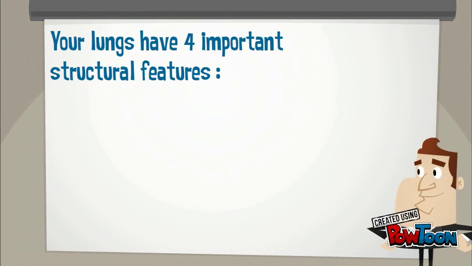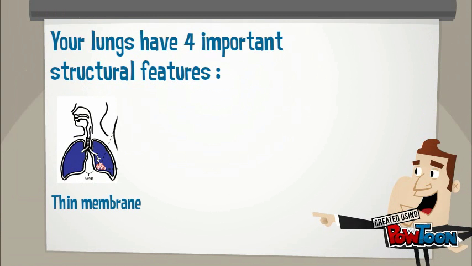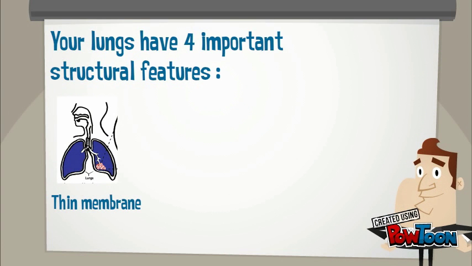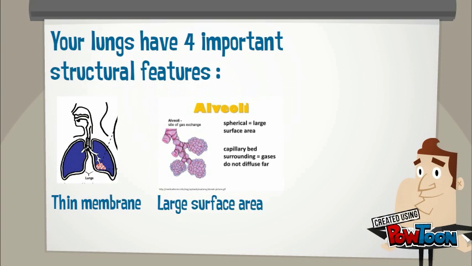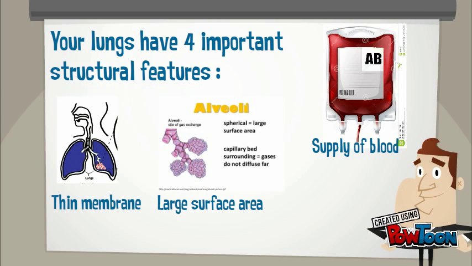Your lungs have four important structural features. They have a thin, permeable respiratory membrane, which helps facilitate diffusion. They have a large surface area, which helps gas exchange. They have a good supply of blood and a breathing system for delivering oxygen.